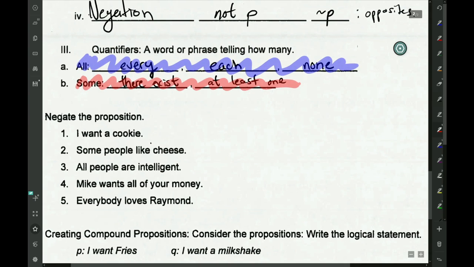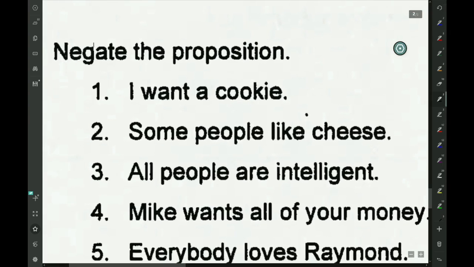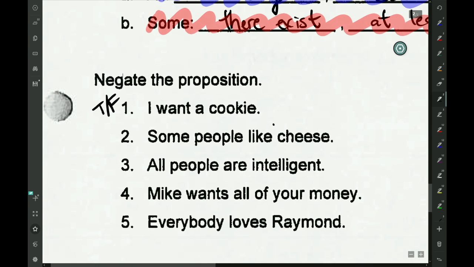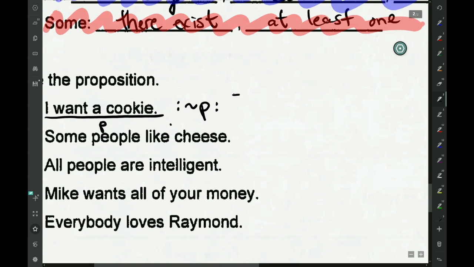So basically, if you're negating statements, these are all propositions. I want a cookie, we said that was true or false. If you wanted to negate that, okay, this is our statement P: I want a cookie. If you were to take not P, that would correspond with I don't want a cookie. So negating is the process of doing the opposite. I don't want a cookie. You're just adding that little word.